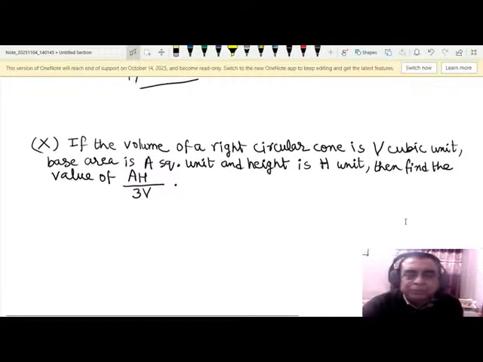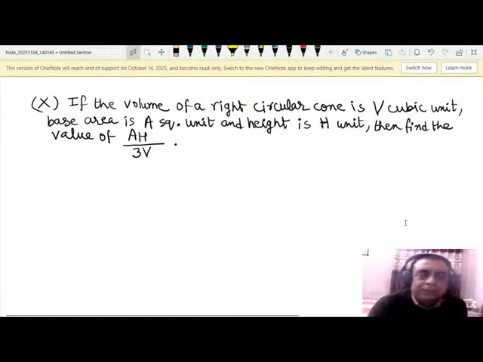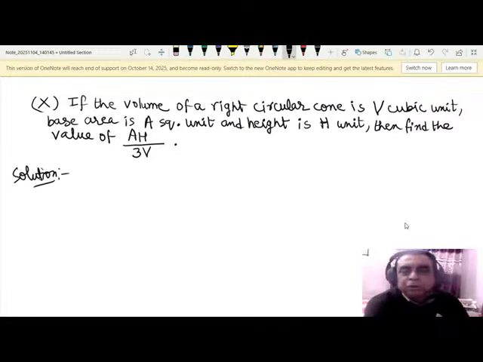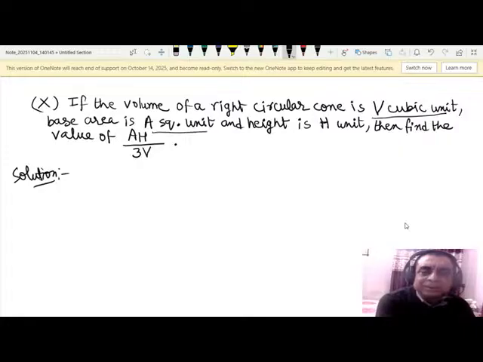Now we are moving to the next question, number 10. What is the sum saying? In the question it is saying, if the volume of a right circular cone is V cubic units, the base area is A square units and the height is H units, then find the value of AH divided by 3V. So how will we find the value of AH by 3V? You write it like this.